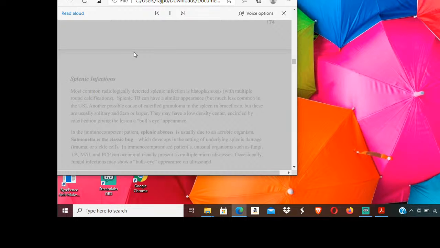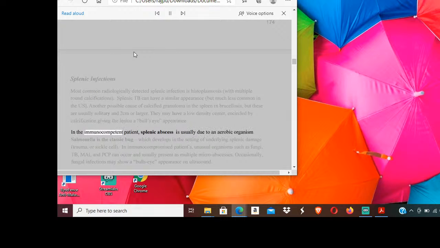174. Splenic infections. Most common radiologically detected splenic infection is histoplasmosis, with multiple round calcifications. Splenic TB can have a similar appearance, but much less common in the U.S. Another possible cause of calcified granuloma in the spleen is brucellosis, but these are usually solitary and 2 centimeters or larger. They may have a low-density center, encircled by calcification, giving the lesion a bullseye appearance.